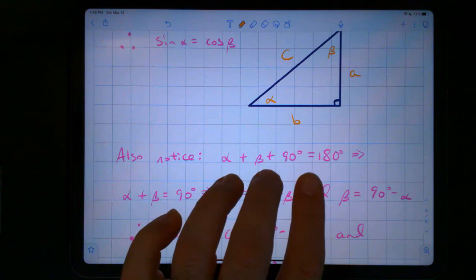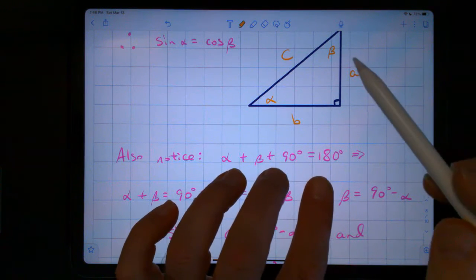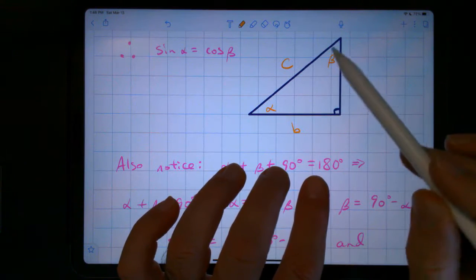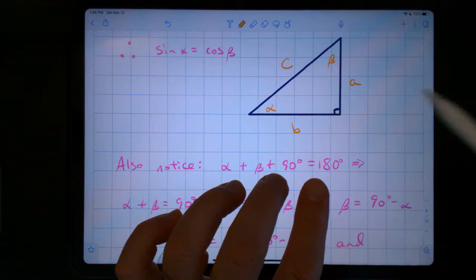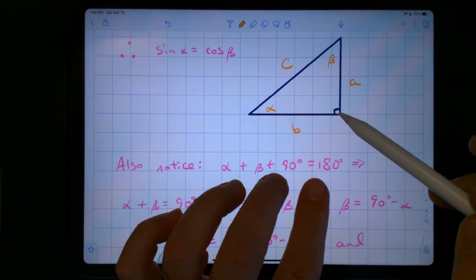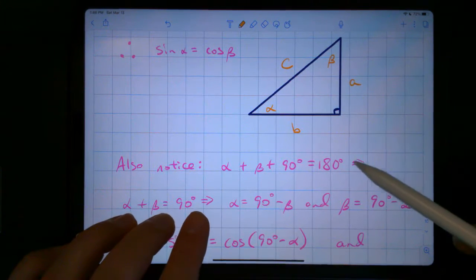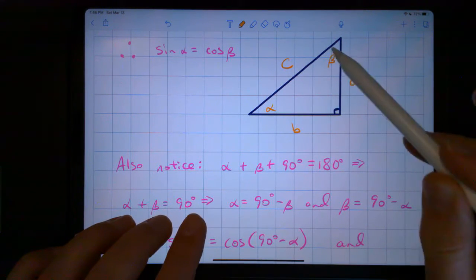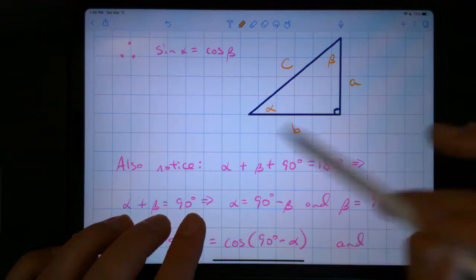Additional to this, notice that alpha plus beta plus 90 degrees equals 180 degrees. This is because the sum of the three interior angles of any triangle needs to sum up to 180 degrees. And the little box in the corner is a 90-degree angle. Now, this implies that alpha plus beta, these interior angles, equals 90 degrees.